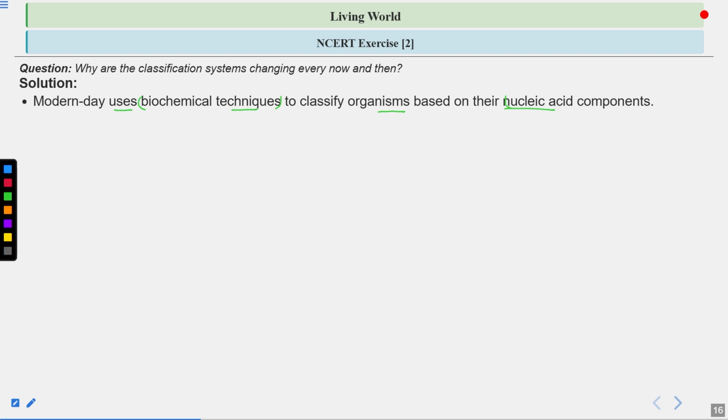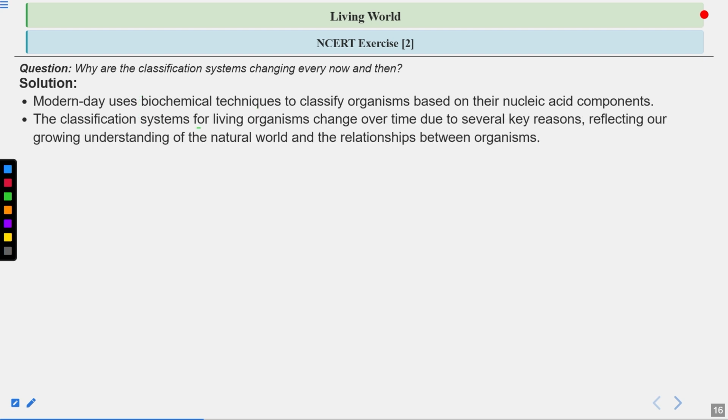Okay, so now we are looking at the genetic level. We are looking at the DNA sequences, similarities or dissimilarities in the DNA sequences. Classification systems for living organisms change over time due to several key reasons, reflecting our growing understanding of the natural world and the relationships between the organisms.